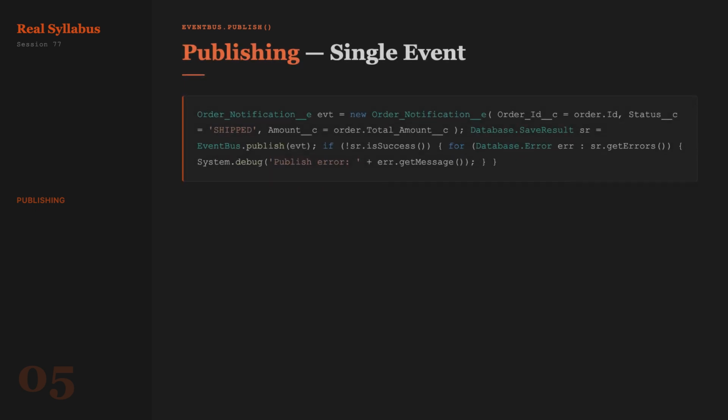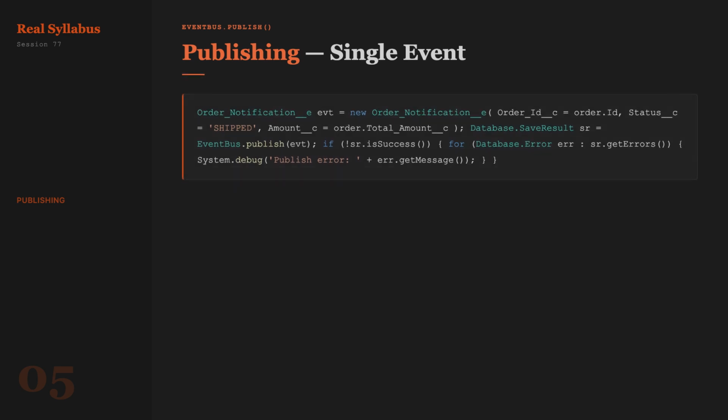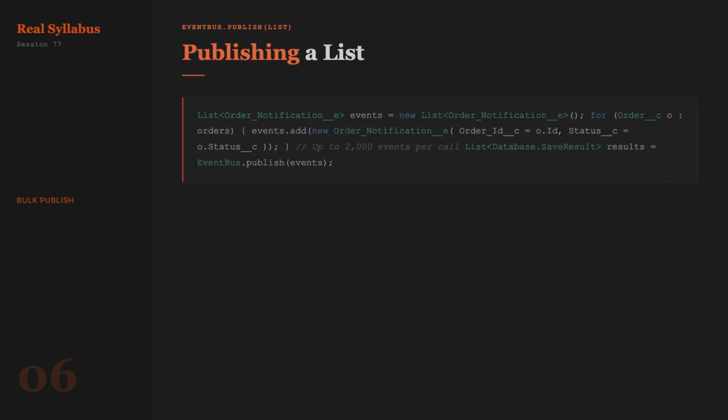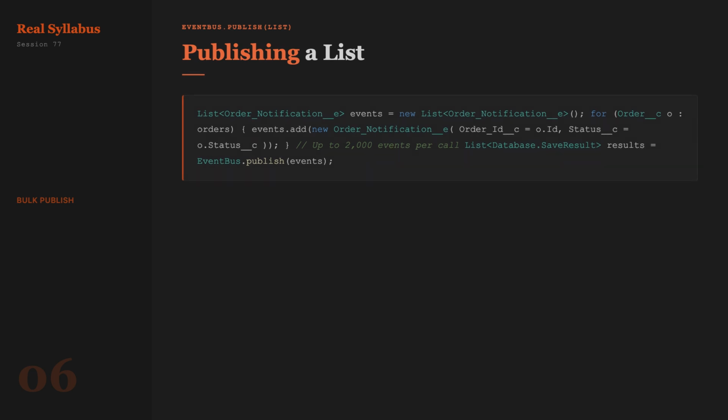Publish behavior is the decision most developers skip. Publish after commit, the default, fires only when the transaction commits successfully. Publish immediately fires before commit, meaning the event fires even if the DML later rolls back. Use after commit for business events. Use immediately for error logging and alerts that must always fire regardless of transaction outcome.